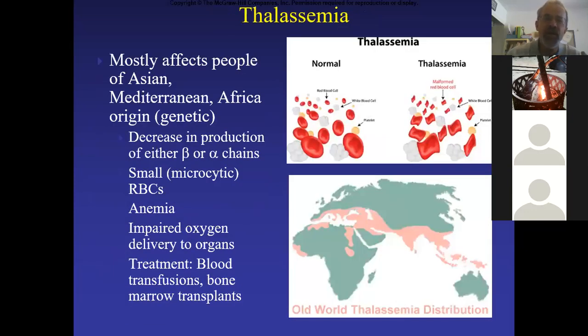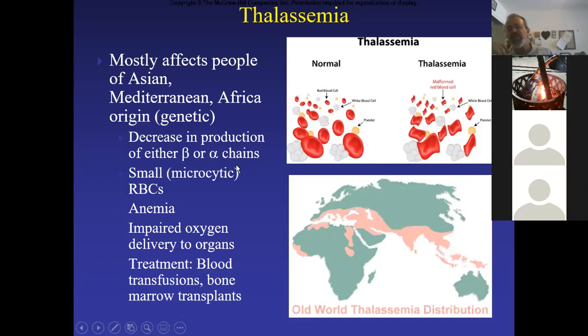The second and final condition is called thalassemia, which affects mostly people of Asian, Mediterranean, or African origin, which indicates it's pretty widespread. Here's Africa, where you see the reddish or pink, Asian, as well as some Mediterranean, right? As opposed to a mutation in one of the chains, thalassemia involves the failure to produce beta chains or the failure to produce alpha chains.